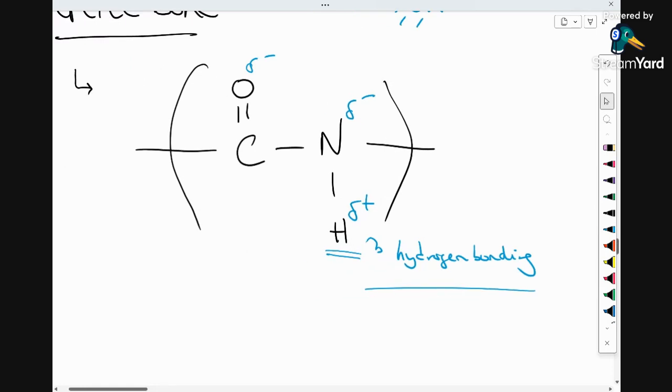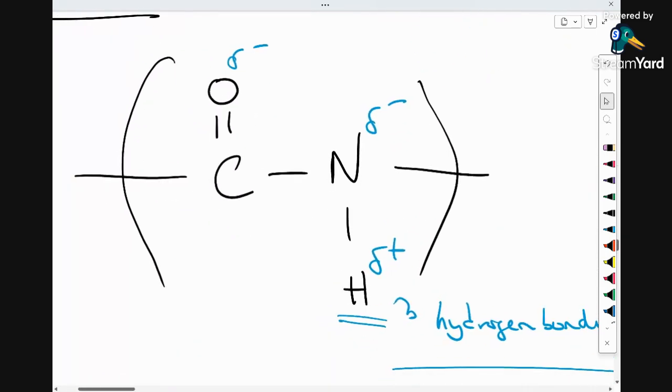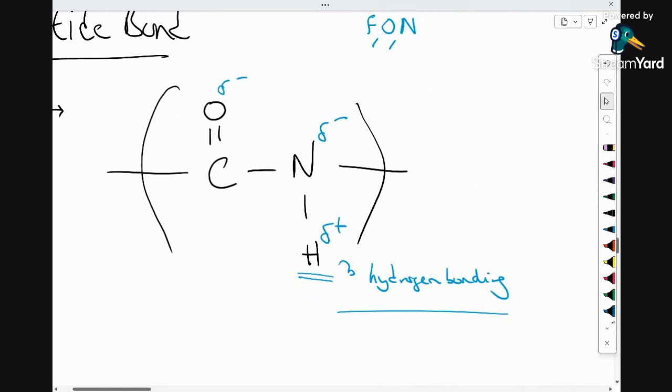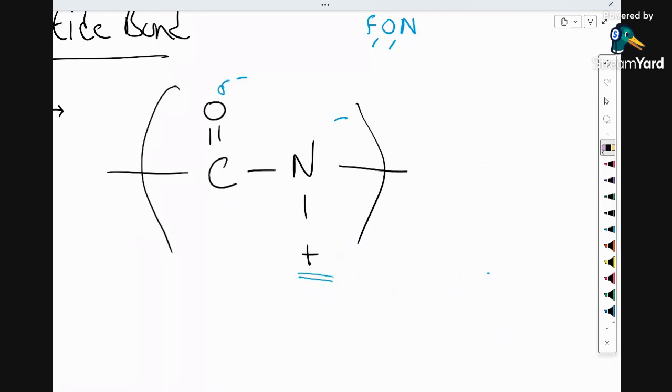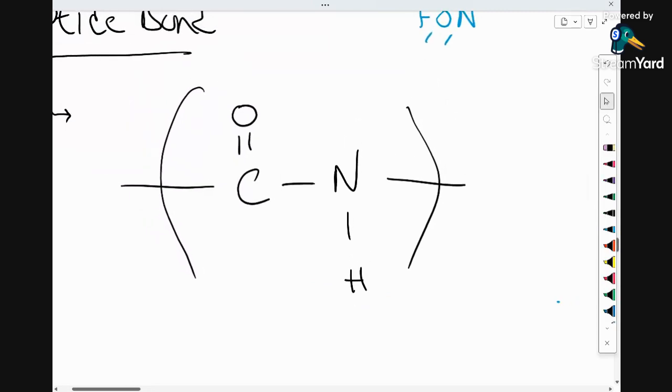So that's the first thing to say. And of course, this electronegative oxygen does as well if it's close to another hydrogen that's delta positive. But we'll come back to that later on anyway. So I'm just going to get rid of that for now. Do keep it in your own notes.